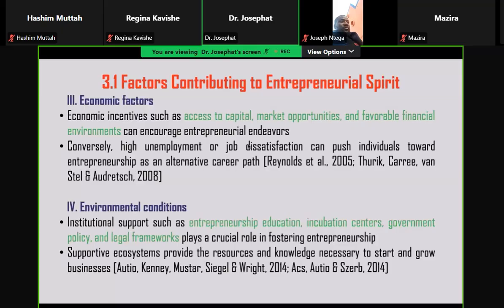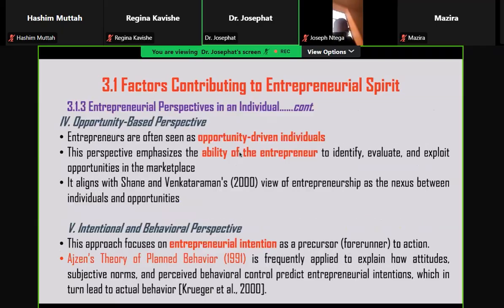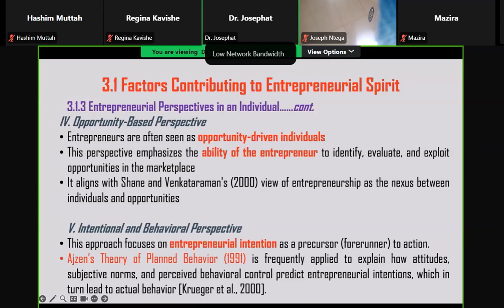When we talk about entrepreneurial behavior, we mean the intentions of someone to be an entrepreneur. Entrepreneurs often demonstrate high levels of resilience, adaptability, and proactiveness. These are contributed to by characteristics such as risk tolerance, self-efficacy, creativity, need for achievement, and internal locus of control. The second one, apart from personal traits, is social cultural influence.